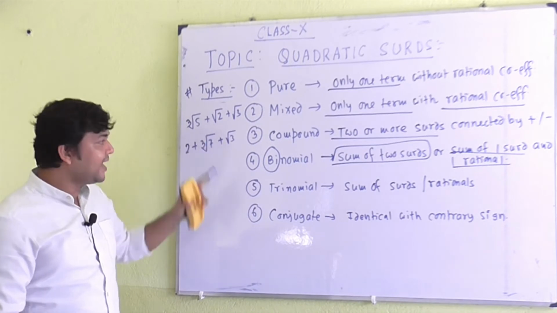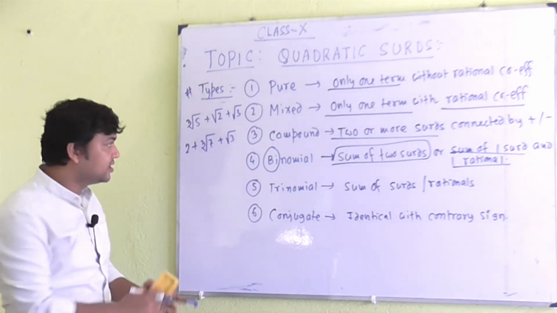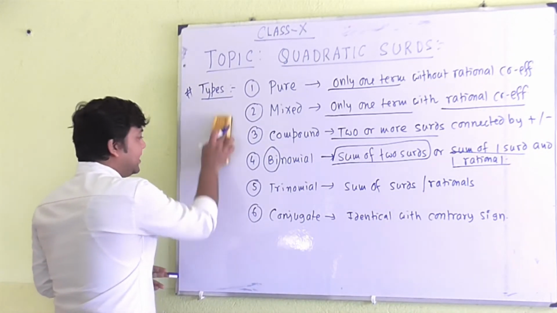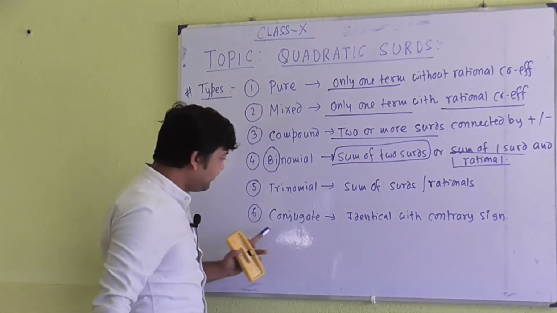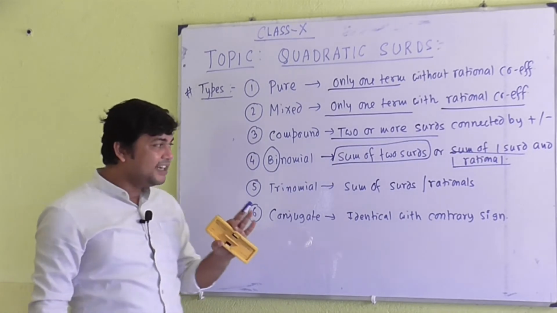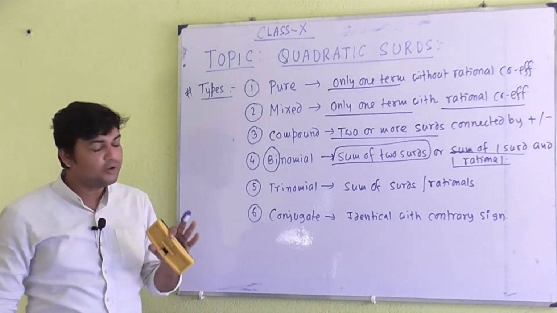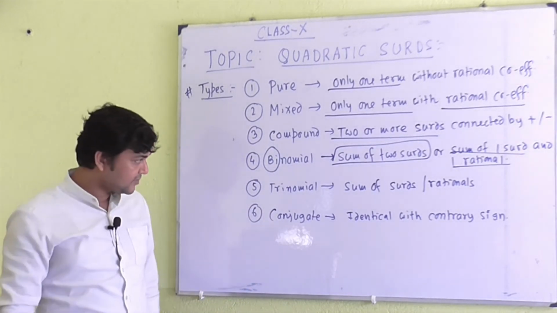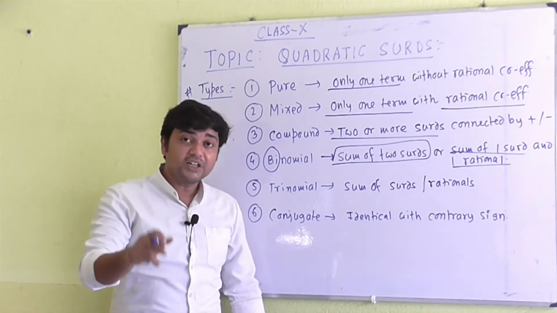So these two are examples of trinomial surds. And the last part we have is the conjugate surd. What is a conjugate surd? Conjugate surds are identical. They always belong in a pair. They are identical with contrary sign.